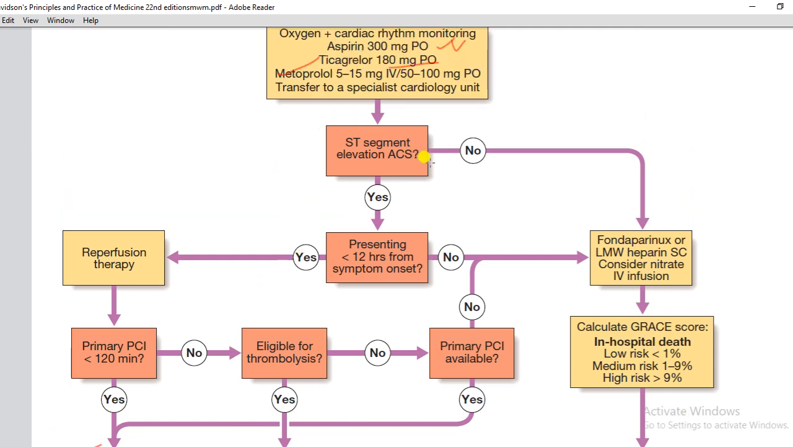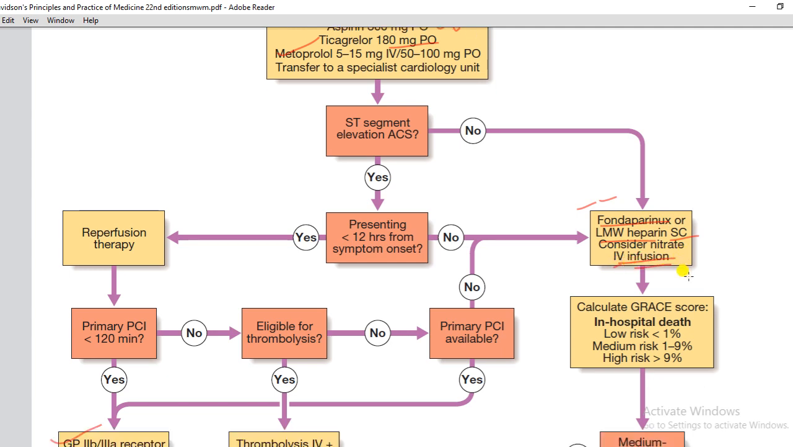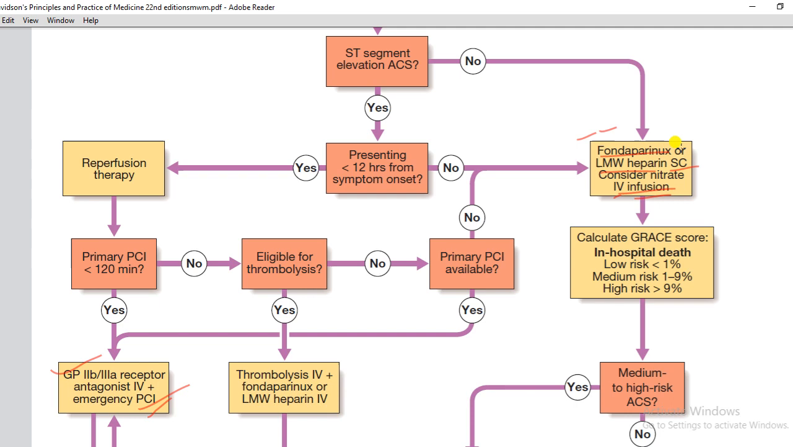If there is no ST segment elevation, what should be done? Fondaparinux or low molecular weight heparin should be given subcutaneously, and nitrate intravenous infusion should be given. Why nitrate intravenous infusion? Because it helps in vasodilatation, I think.